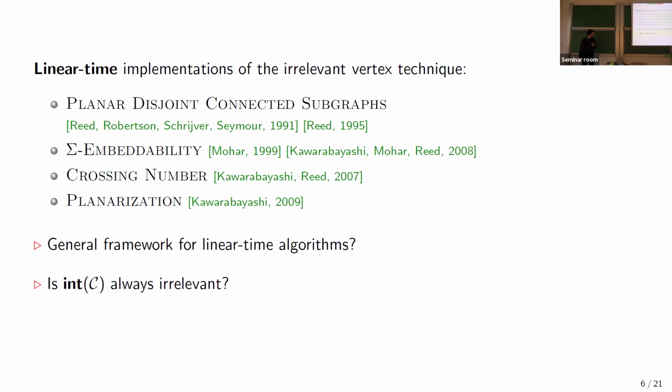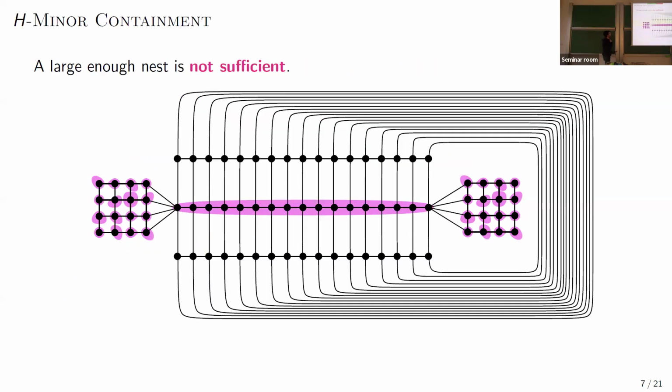And in fact, this is not the case even for minor containment. So in minor containment, if I have a very large nest, this is not enough to certify that the interior of this nest is irrelevant with respect to the minor containment problem. Why? For example, you look at this graph. Here I give you a model of two grids connected to a vertex.